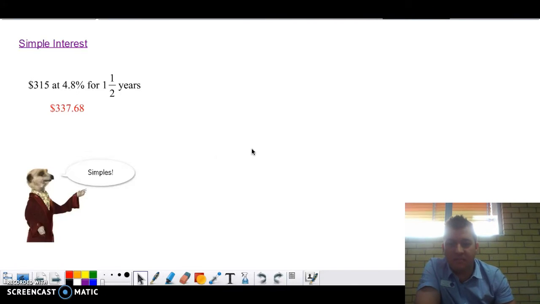Simple interest. Super easy. You get a question like this: $315 at 4.8% for 1.5 years. So assuming this person has borrowed this amount of money, the interest rate is this, and this is how long they're borrowing it for. So they'll have to pay a bit more back because they've borrowed that money. So, let's work it out. Really simple, okay?